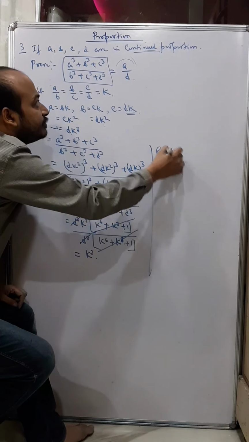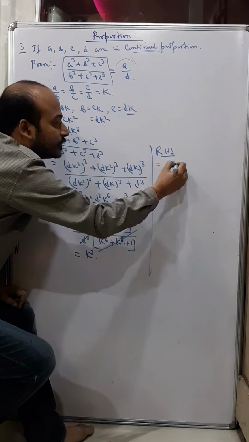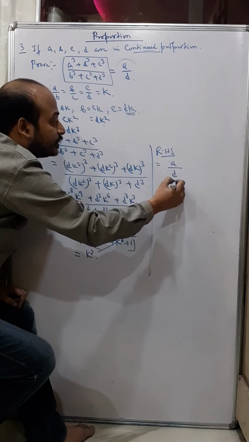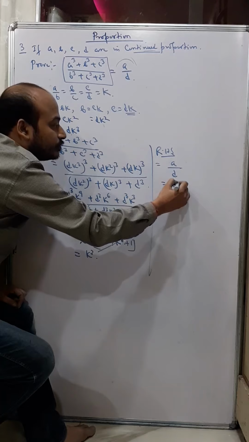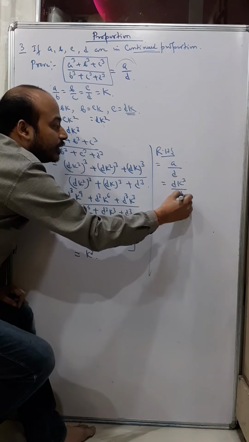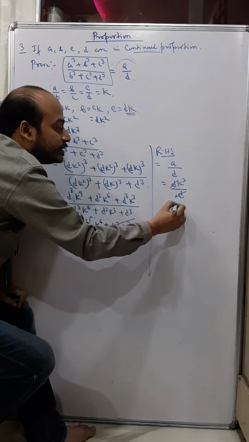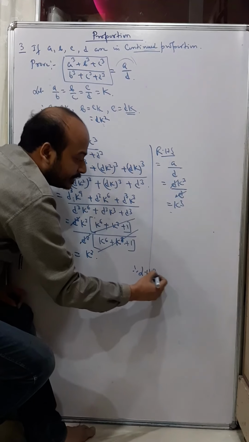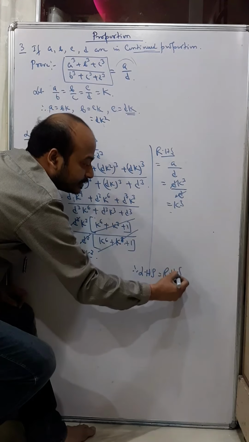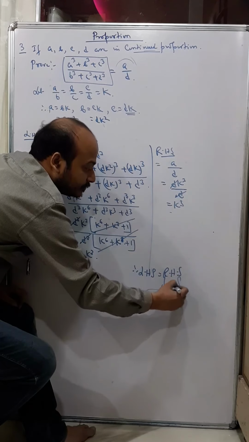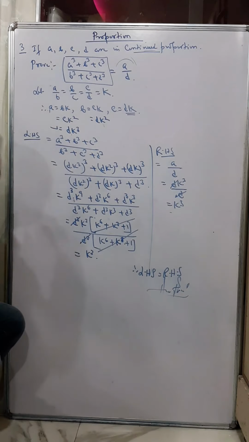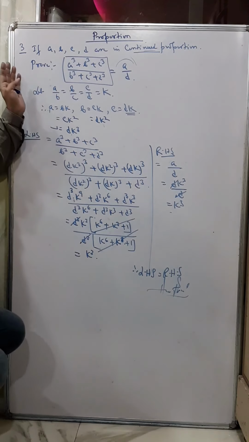Now RHS, it's simple. A by D. Now you remember A means what? DK cube by D is equal to K cube, and finally LHS is equal to RHS, and hence proved. Okay, so very simple. So you should try all the sums.